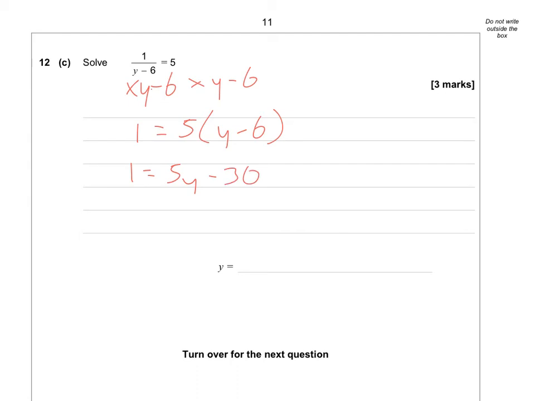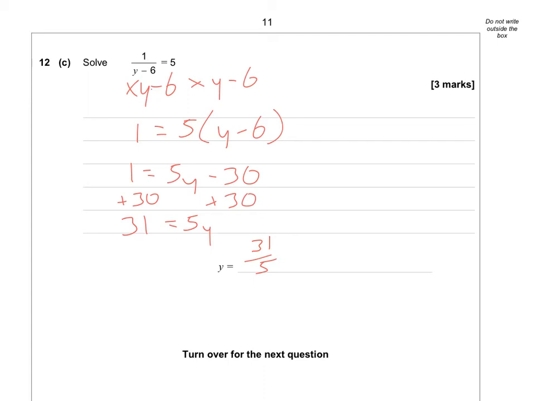So that means once I add 30 to both sides, I get 31 equals 5y. If I then divide 31 by 5, I get y equals 31 over 5. Now, as I've said in a previous question, don't be scared if you are left with a fraction at the end. Just double check your working. It's perfectly fine to leave your answer as a fraction rather than trying to change it into a decimal.